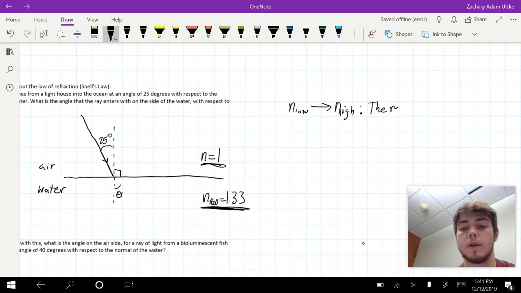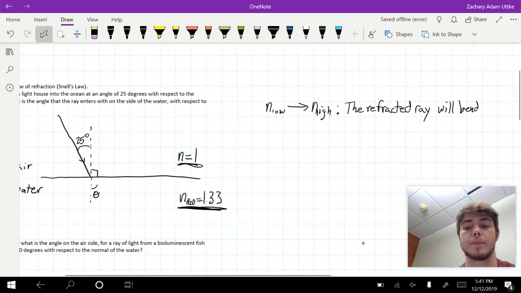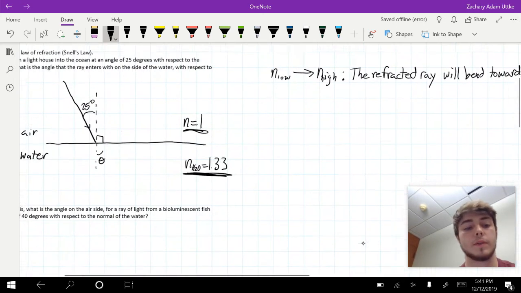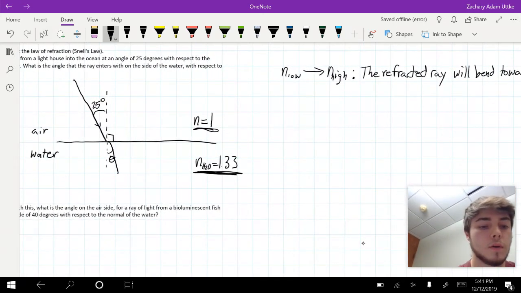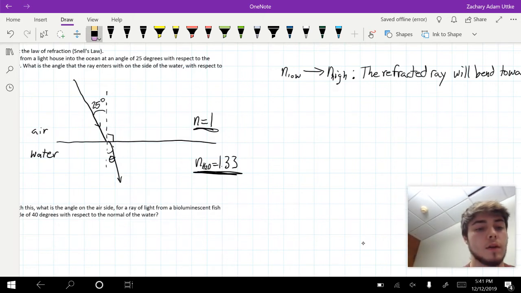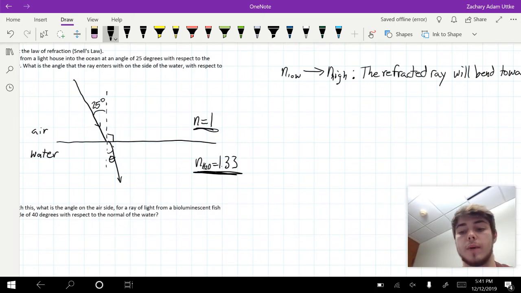The refracted ray, the ray that will now be in the water, will bend. So this is the important part. Which way will it bend? Will it bend towards the normal or away from the normal? The answer is that it will bend towards the normal. This is important to keep in mind for later problems. So it will bend towards the normal, like that, rather than being directly transmitted. So in that case, let's keep solving the problem.